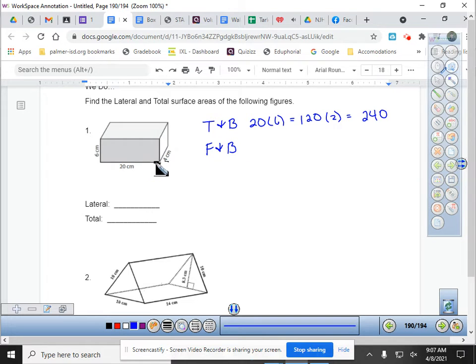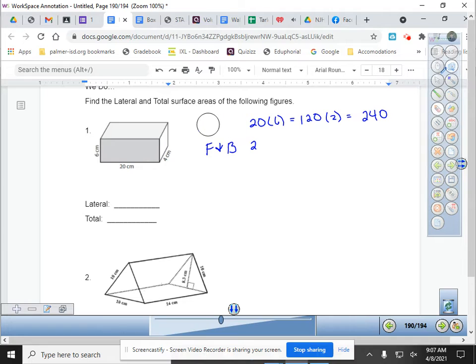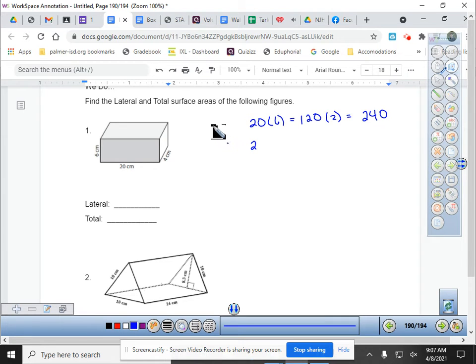Now I'm going to do the front and the back. What are the dimensions of the front? The top and the bottom was 20 and 4. How do you know it's not 20 and 6? Because right here is the 6. The front and the back are 20 and 6. The top is 20 and 4. I mixed it up. This is the top and the bottom.